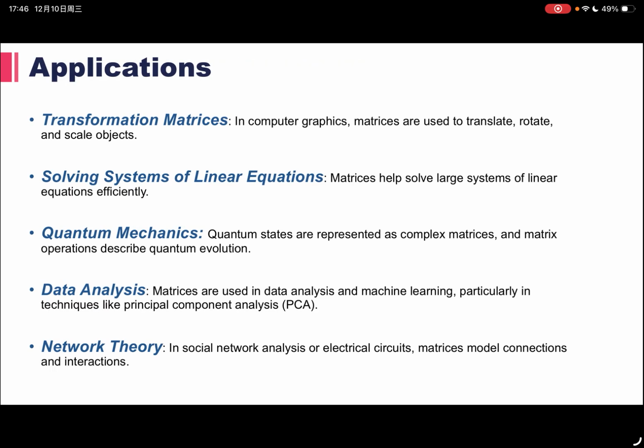Finally, why do we care about it? Because these matrices are used in many fields. In computer graphics, they are used to transform objects. In linear algebra, they help solve equations efficiently by pivoting. They are even used in quantum mechanics and data analysis to organize and process complex structures.